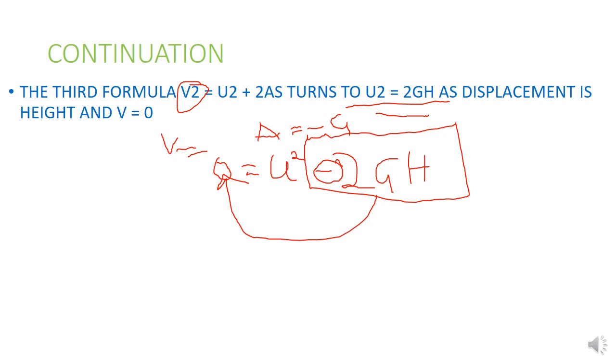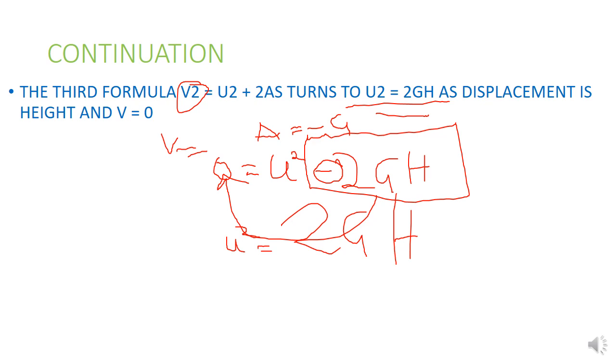So if we take it to the other side, it will be u squared is equal to 2gh. That will be u squared equals 2gh.